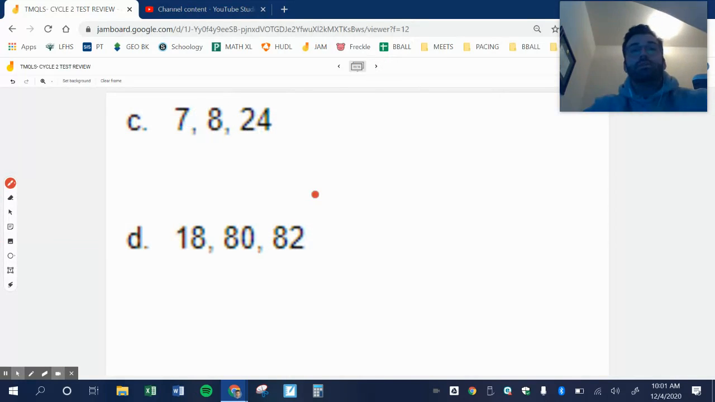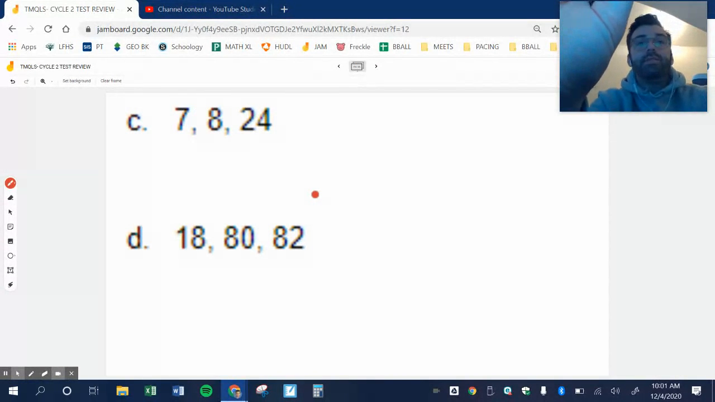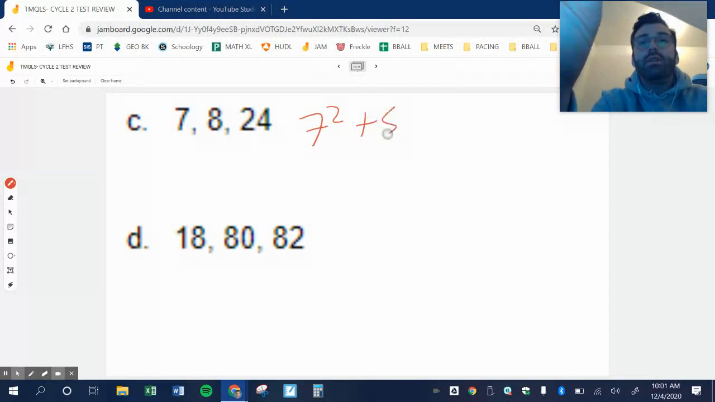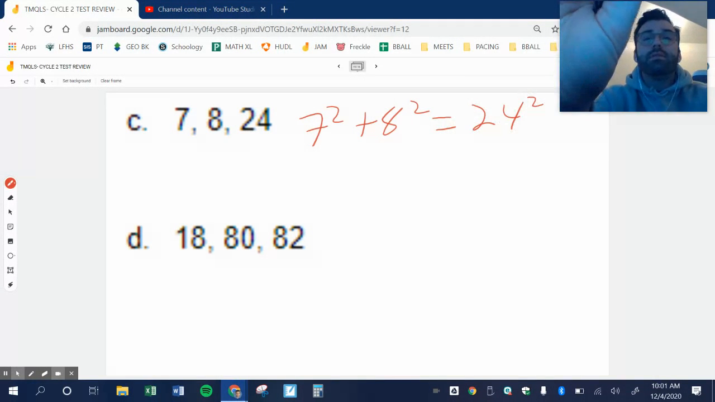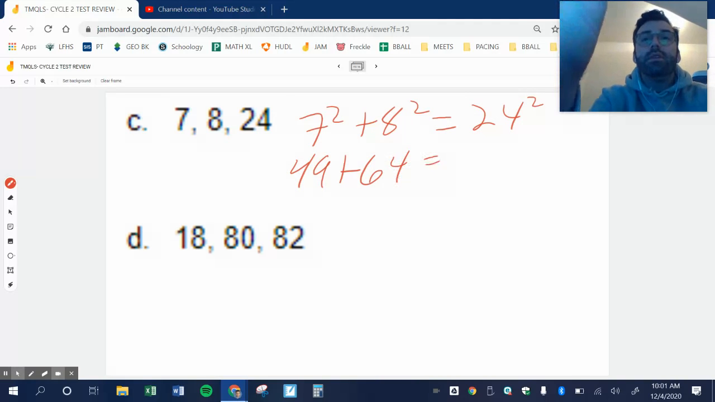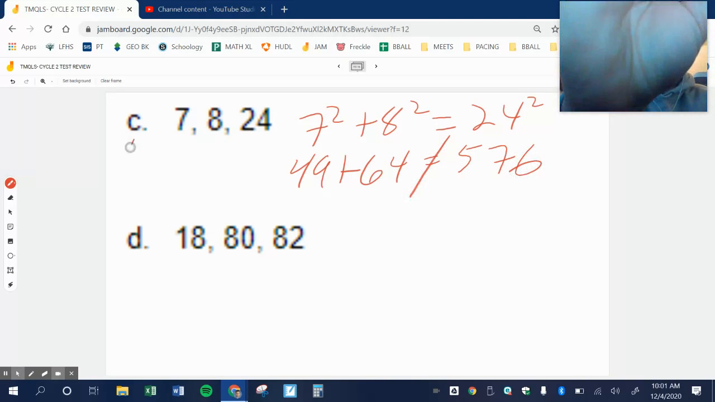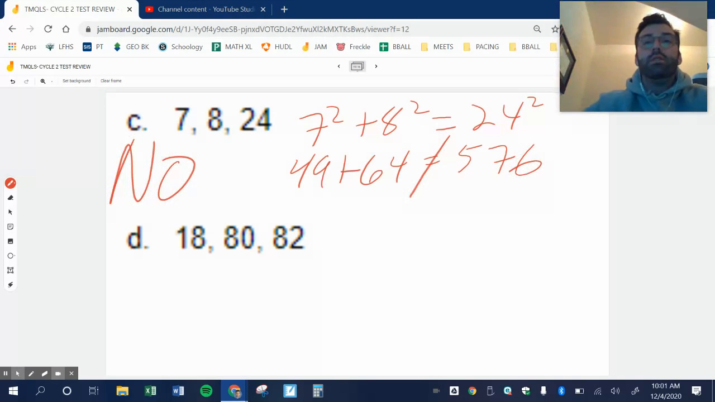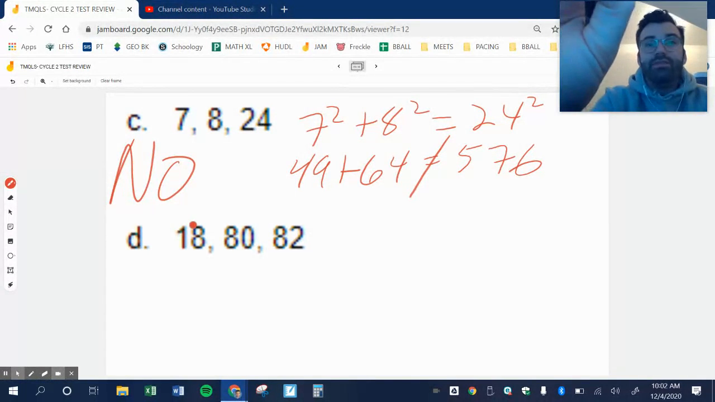Some more values. All right, I'm going to keep going. 7 squared plus 8 squared equals 24 squared. 7 squared is 49 plus 64. And 24 squared was 576. I can tell you right now that this does not equal that. So this would be a no. I mean, 49 plus 64 is not going to get you 500. All right, let's keep going. Why not? We're having fun. I can tell. I can see it in your face.